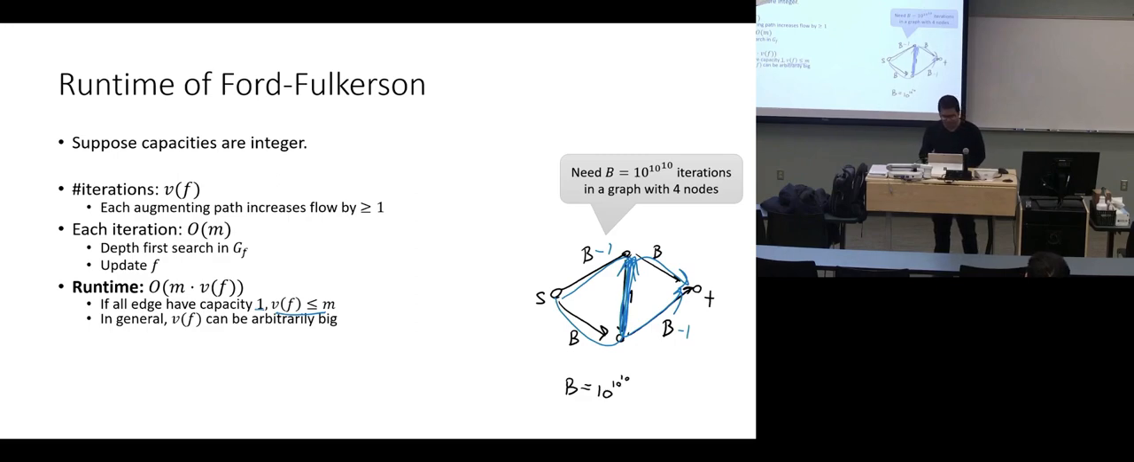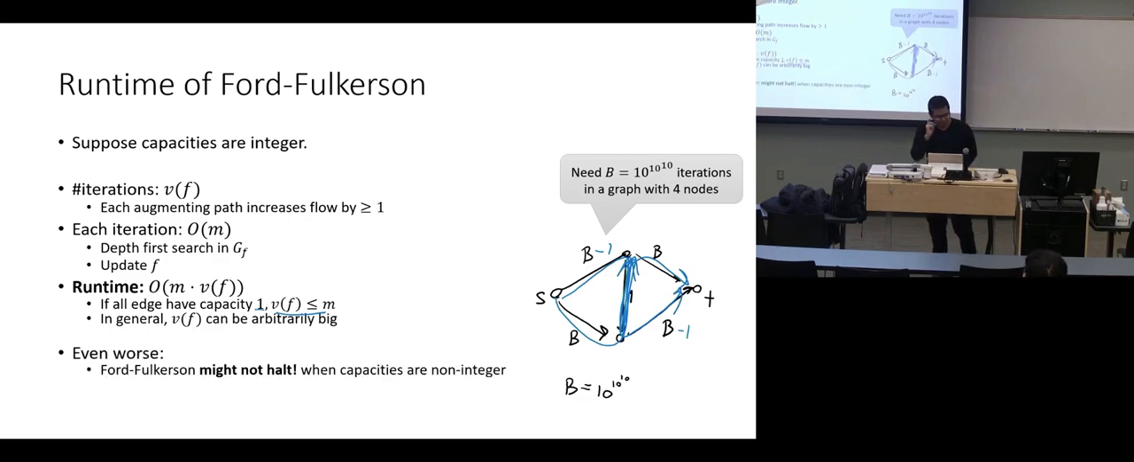So that's very bad. And even worse, there is an example where Ford-Fulkerson might not even stop if the capacities are not integers. I put the example at the end of this slide. I'm not sure if I have time to talk about it. But anyway, that's the running time of Ford-Fulkerson. It's fast if the value of flow is small and the capacities are integers, but otherwise it's not even polynomial time in the size of the graph.